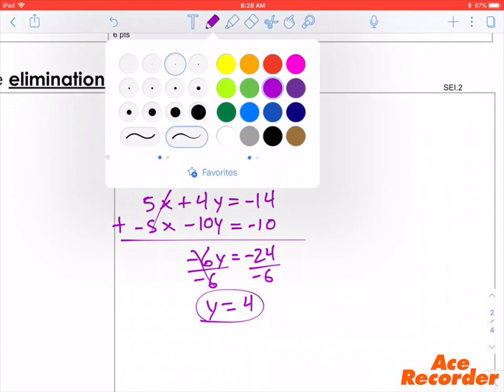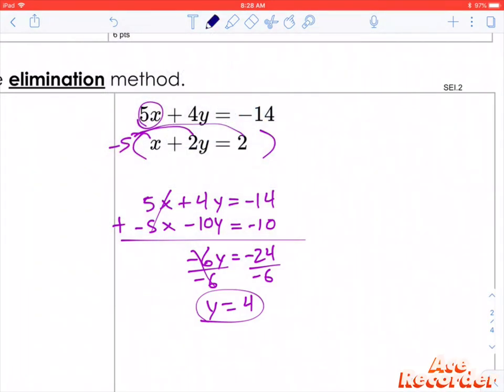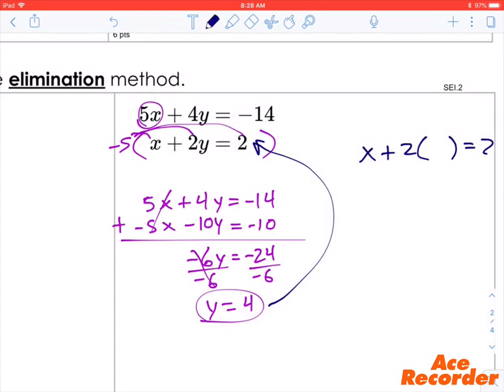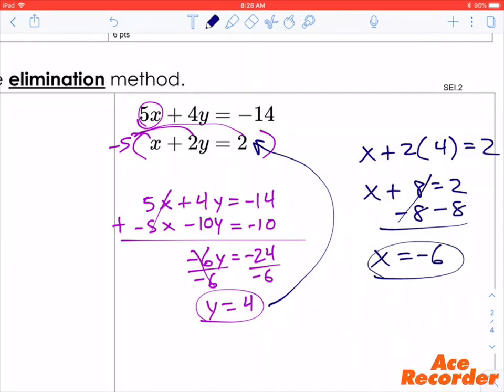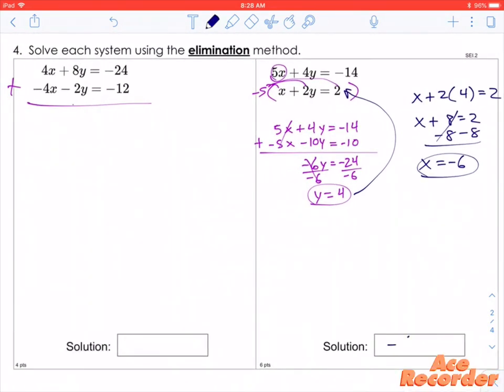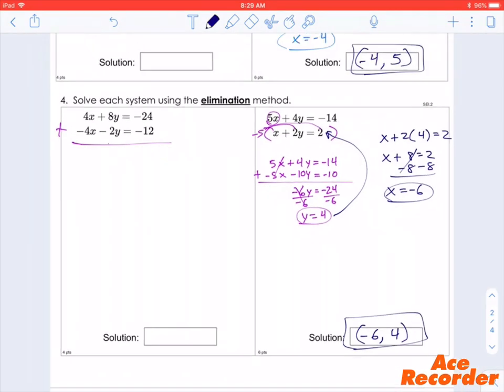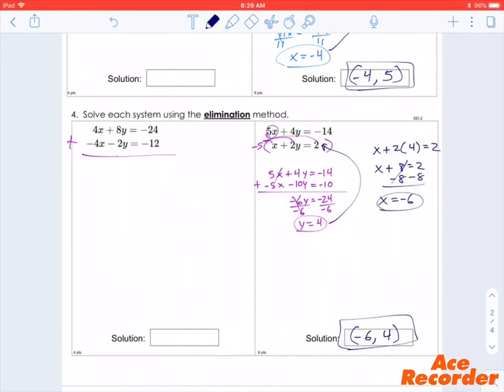And so you take that answer, plug it back in to one of the top equations. I'm going to do the bottom one. So x plus 2y equals 2. We found y was 4. So x plus 8 equals 2. Subtract 8. X equals negative 6. So, final answer, x comma y, negative 6 comma 4 in parentheses. Now, if I'm going too fast, again, the beauty of a video is you can pause and rewind.